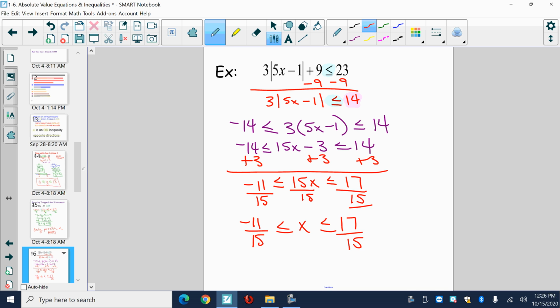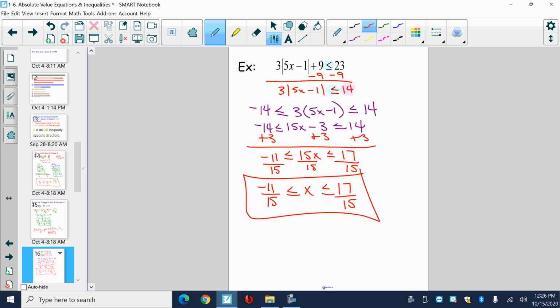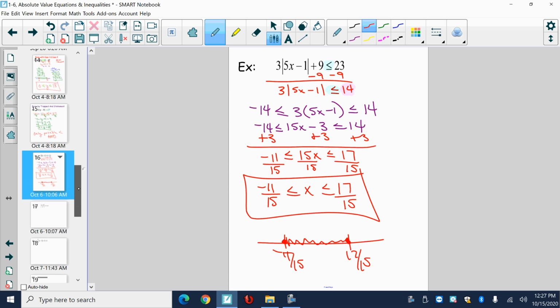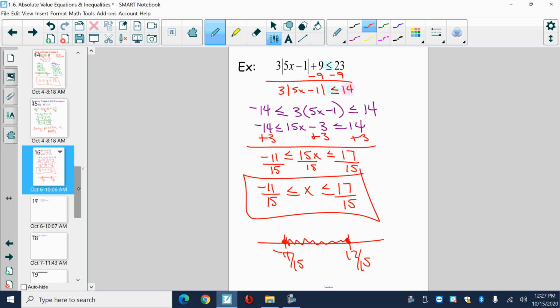This is your final answer, which means if I put negative 11 15ths here, 17 over 15 there, they are both closed dotted. So you could use a bracket or a closed dot, and then shade in the middle. That is my answer. So that is how you're going to do an and statement.